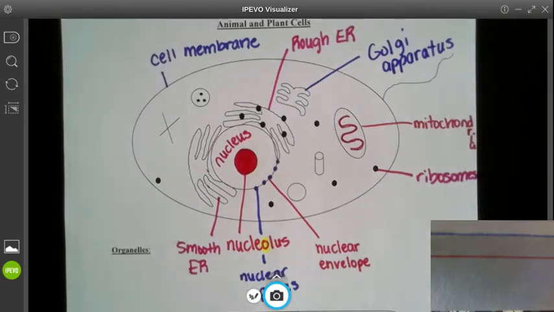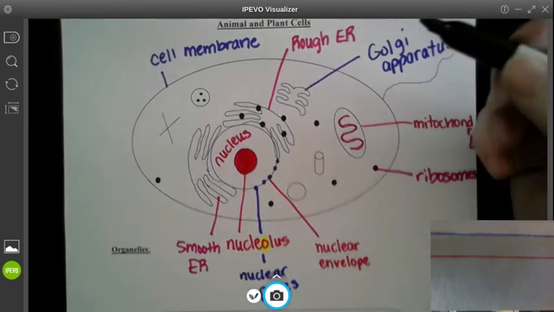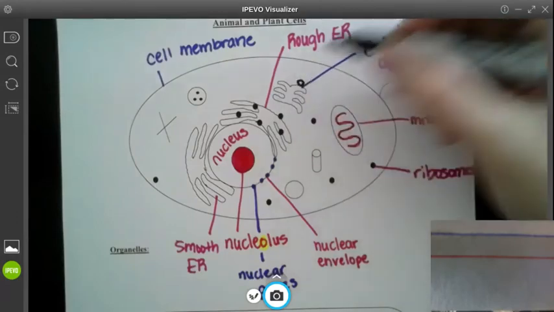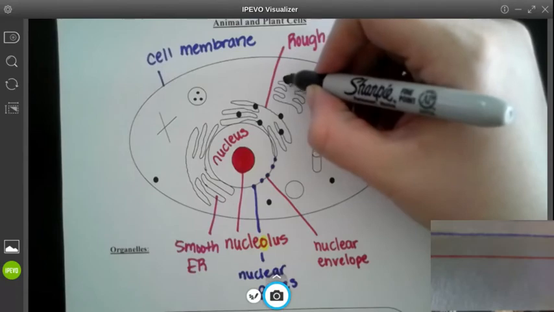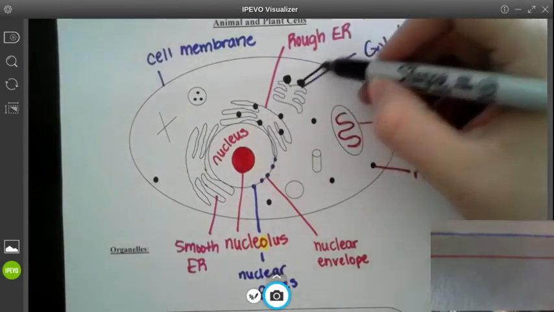There's something I want to add here. On the Golgi apparatus, sometimes vesicles can form. So I'm going to draw a couple circles that are attached to this. These are vesicles.